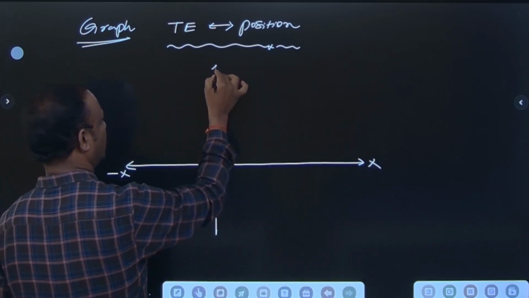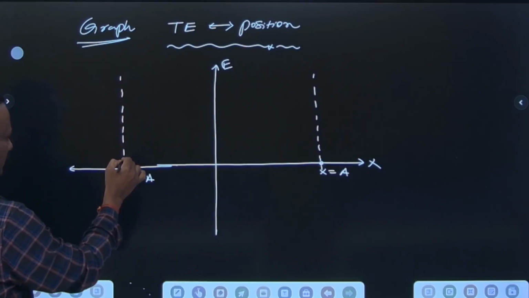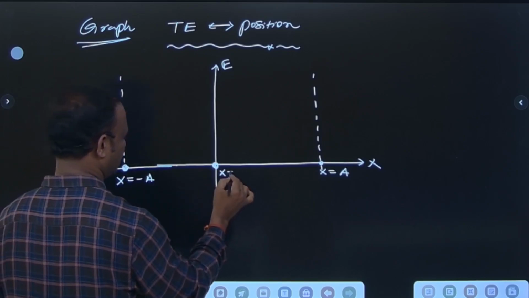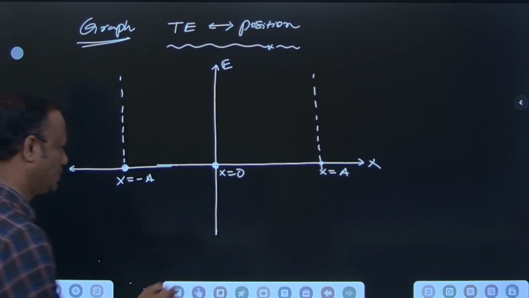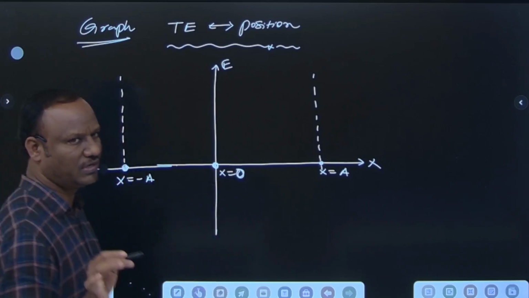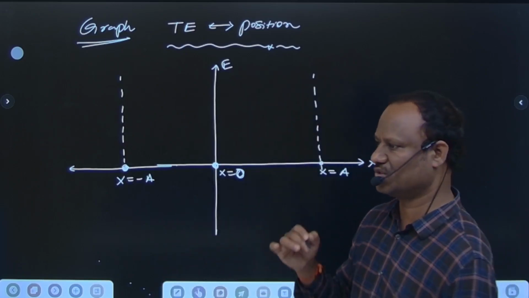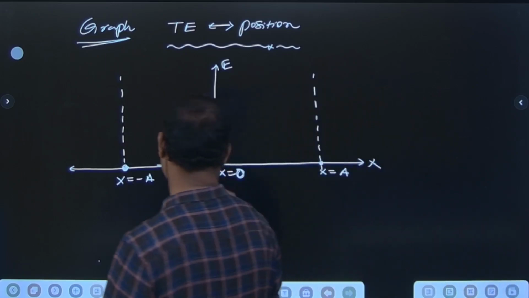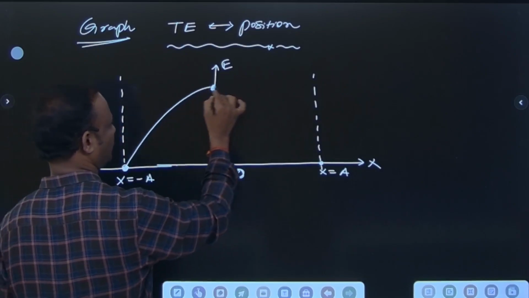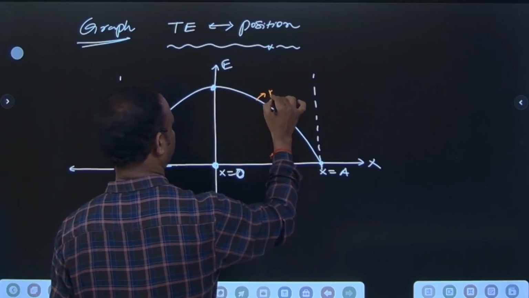This is energy E. The distances are given, at the mean position, x is equal to 0. This is the mean condition. At the mean position, which energy is maximum? Velocity is maximum, which means kinetic energy is maximum. So the graph will be like this. This indicates the kinetic energy.